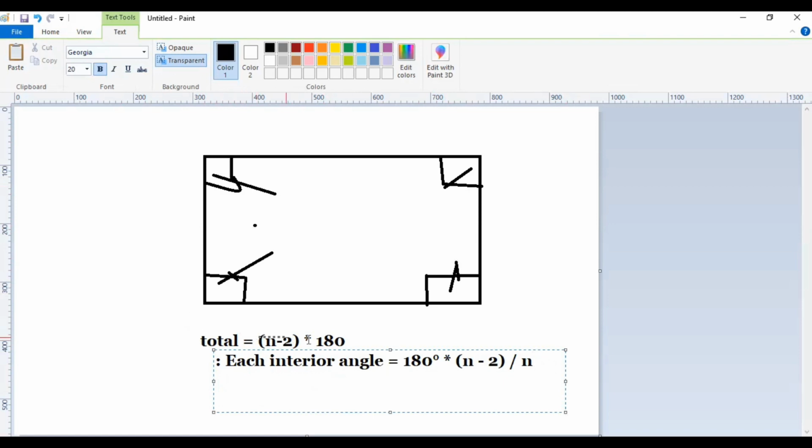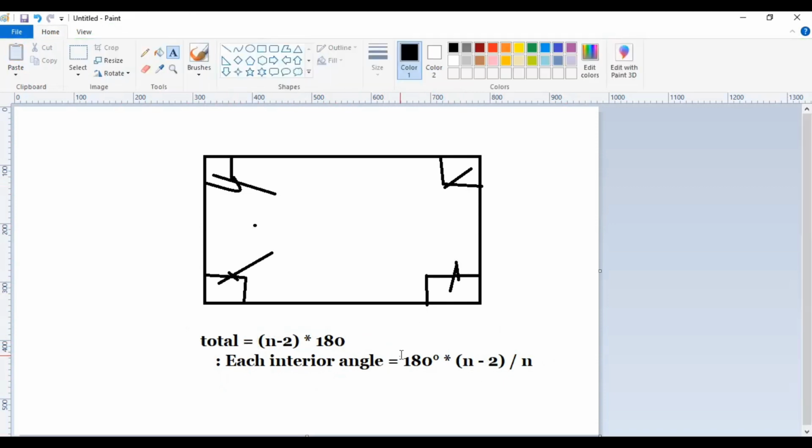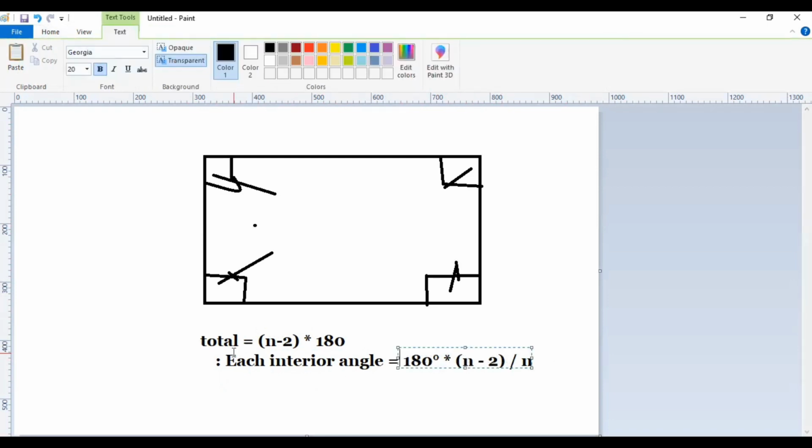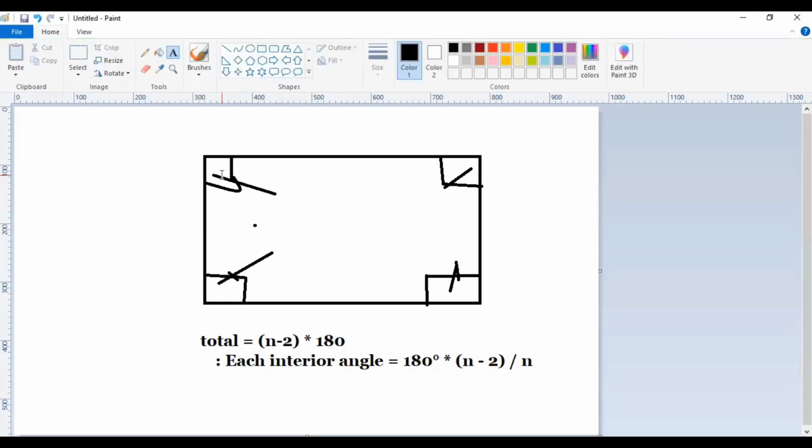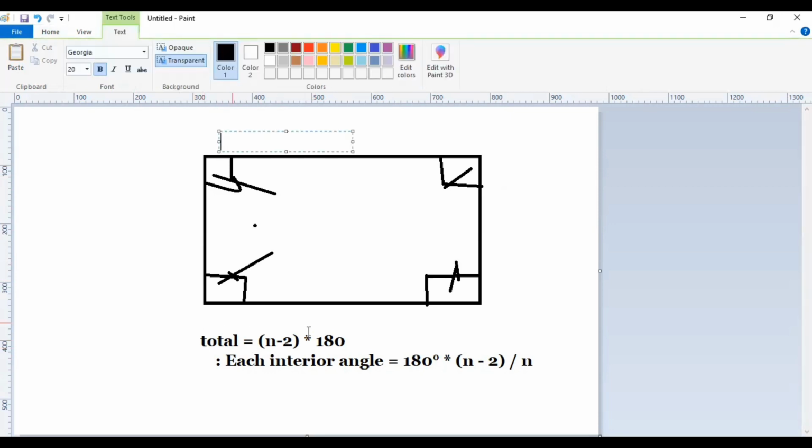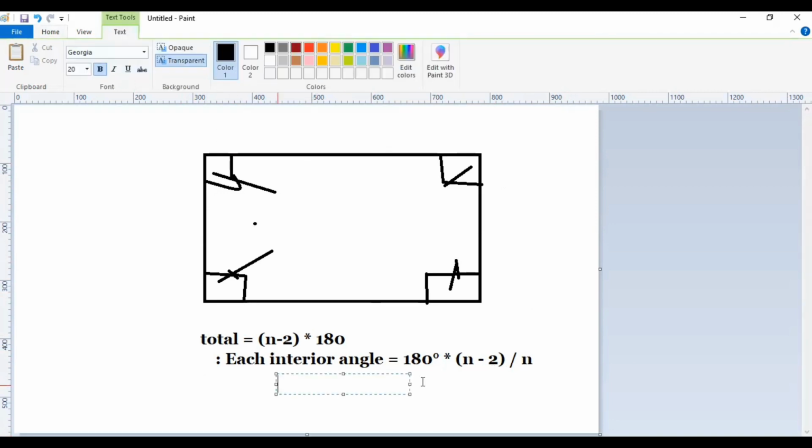Just divide the whole of this thing by n. There's nothing big to memorize. You divide by n, the number of sides. So let's find the total angle on this. The shape has 1, 2, 3, 4 sides, right? So that means our n should be equal to 4.